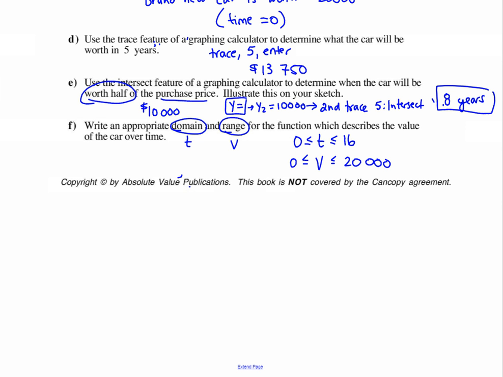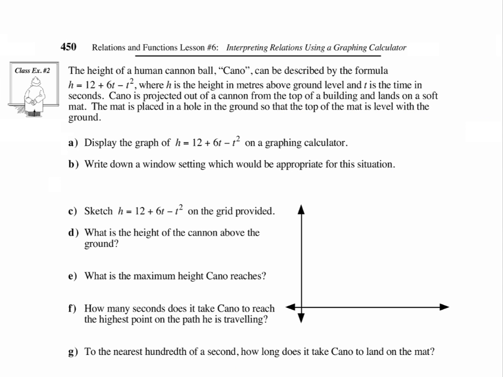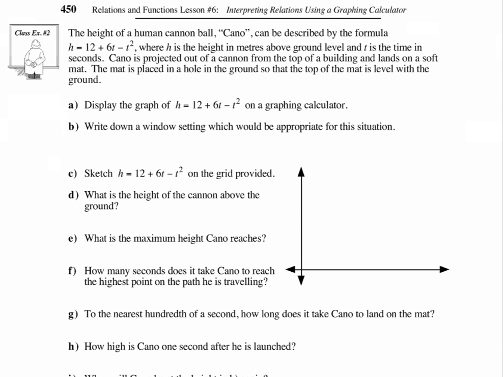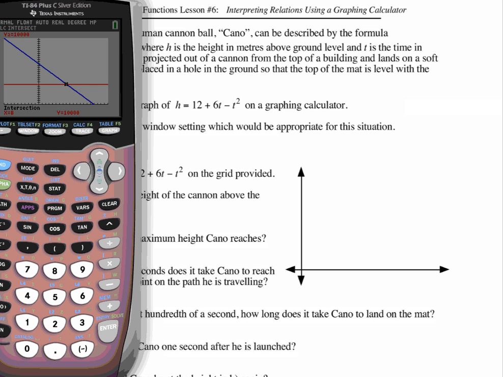Let's try one more that's a little bit different, and we can maybe move a little quicker. I know it's moving, but this is a good review for tomorrow. Okay, height of a human cannonball. I didn't know it had a name. Apparently it does. Okay, grab your graphing calculators. Let's graph this equation.